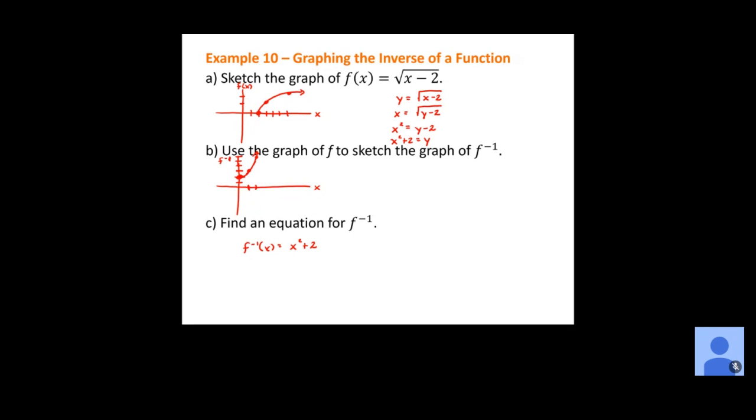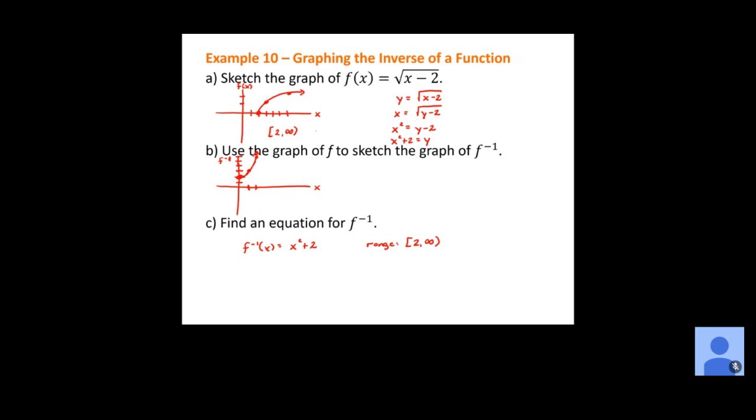Now, one thing we have to be careful of here is that the domain of this inverse function is related to the range of the original function. So we know in this case now that the original function had a domain from 2 to infinity, which means that our new graph is going to have a range that's exactly the same from 2 to infinity. And we can see that on the graph, right? 2 is the smallest y value, and it goes up towards positive infinity.